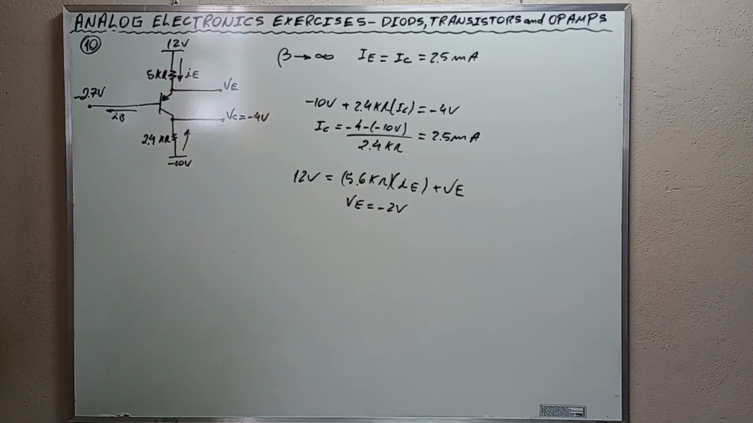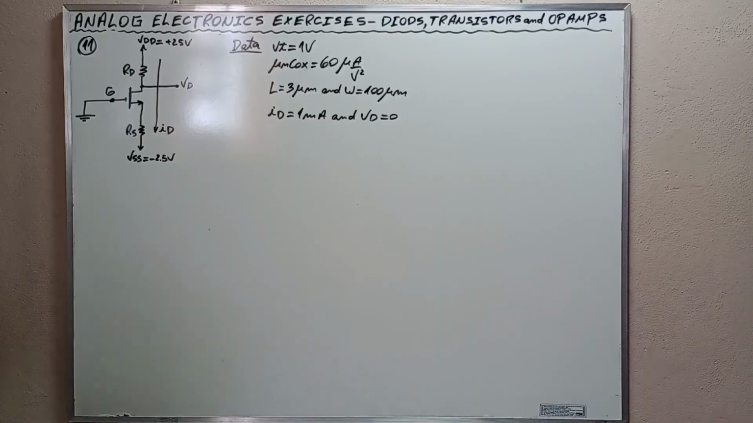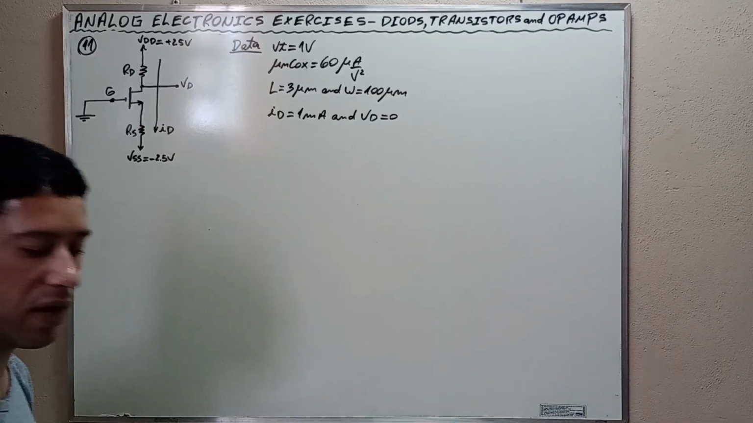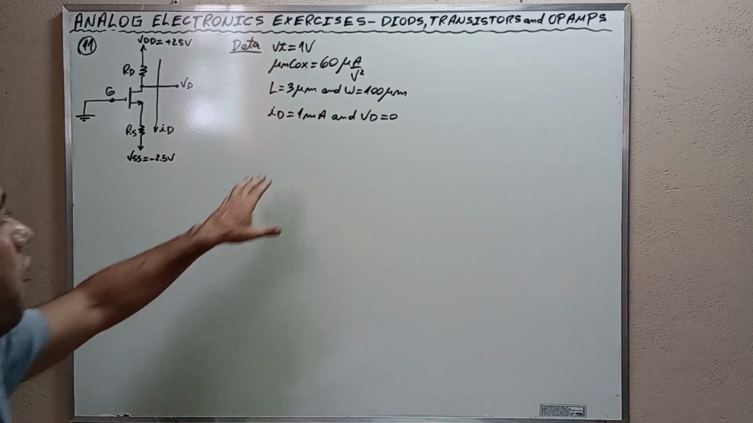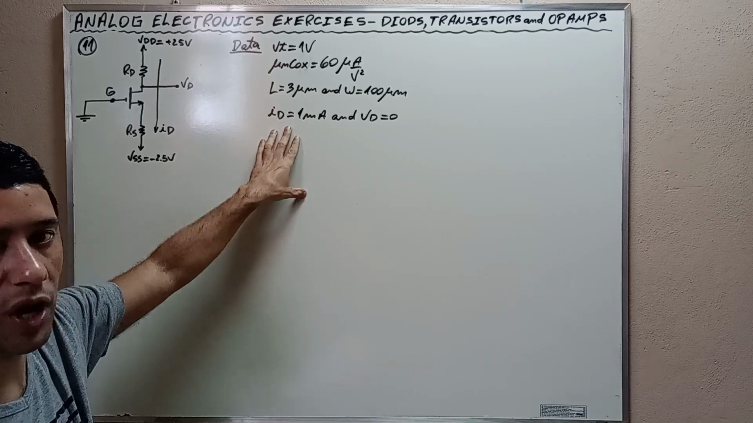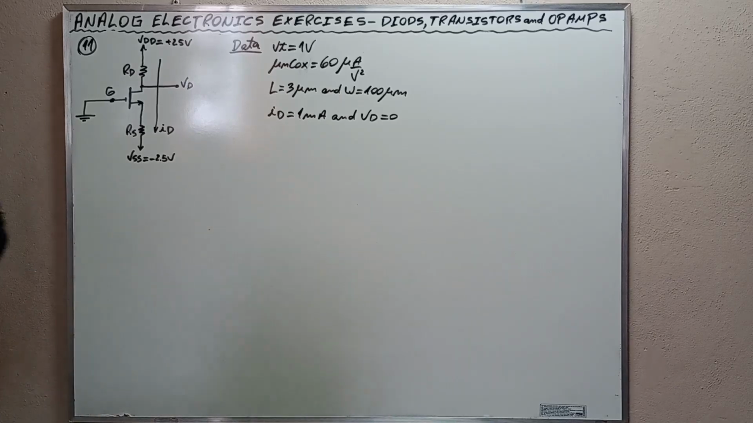We are going to go to exercise number 11 now, my friends. Find the value of RD and RS so that the drain current is 1 milliamp and the VD is equal to 0 volts. Additionally, the exercise provided this data that we shall use to solve the exercise. Okay, my friends, let's go to the solution.